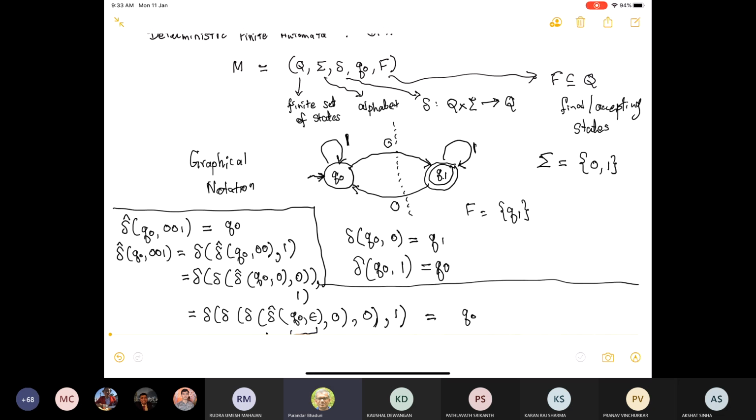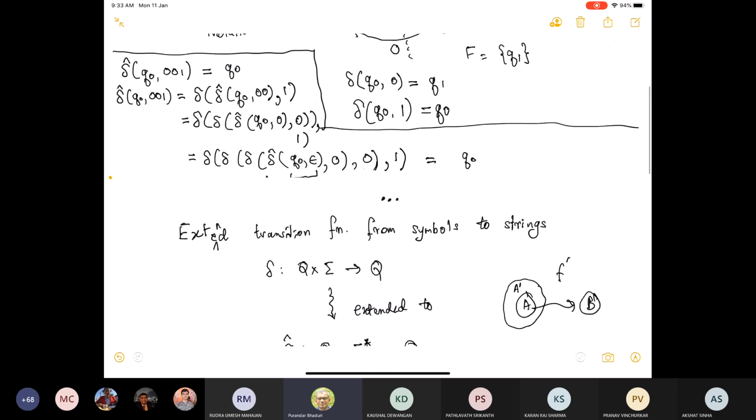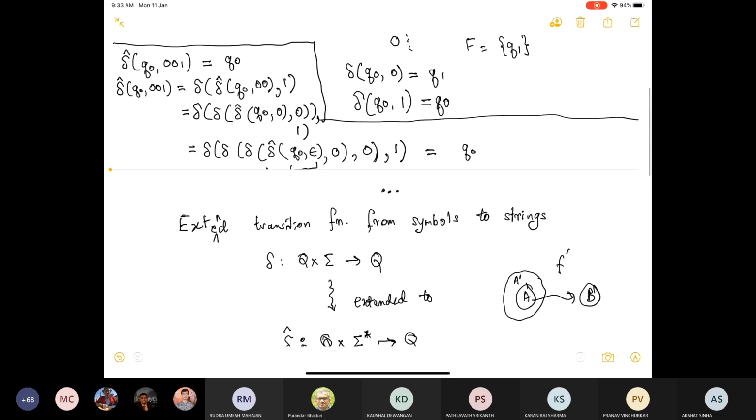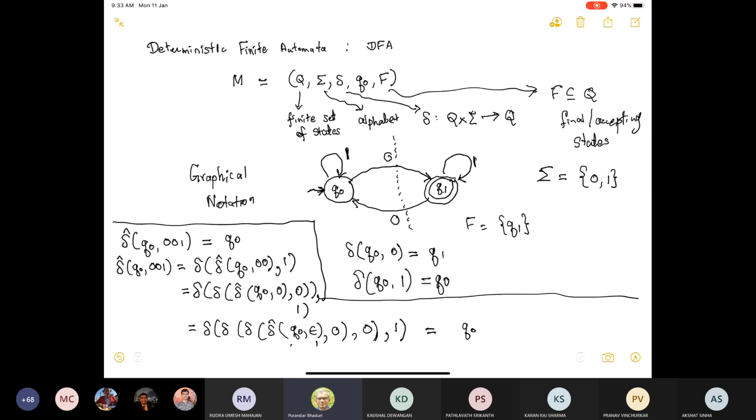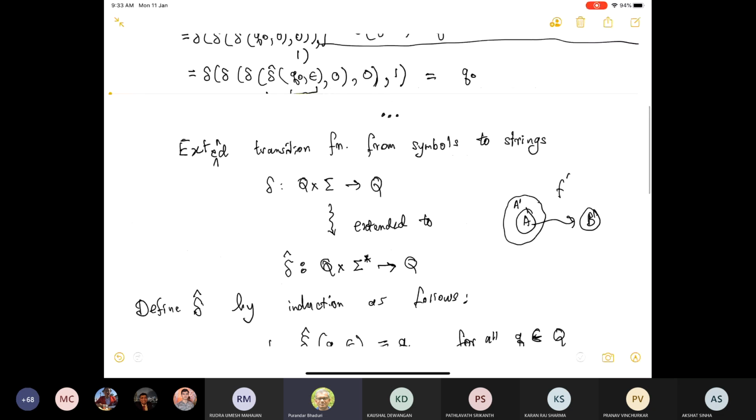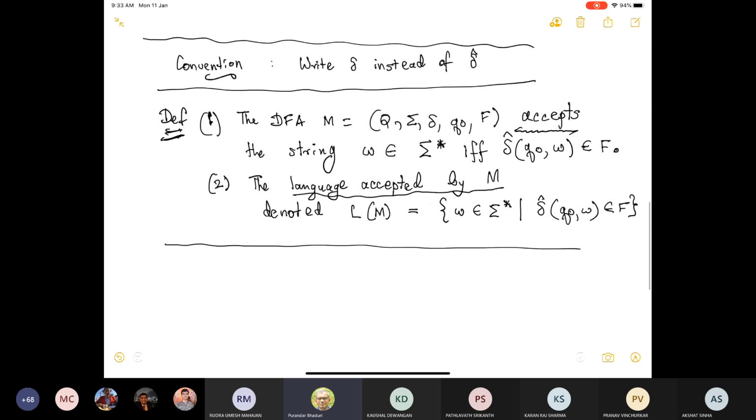Thanks for correcting me. There is indeed a simple explanation, right? So let me take a few more. So that is the language accepted by this machine, right? Okay. Let me take a few more.